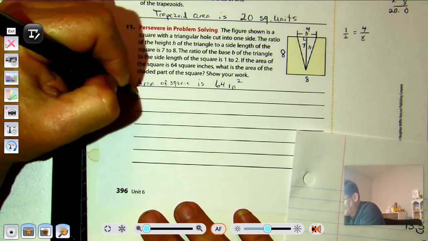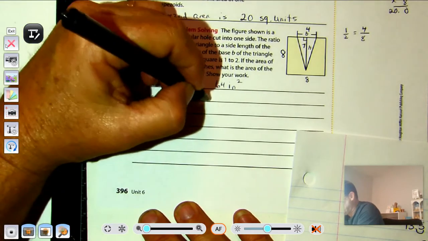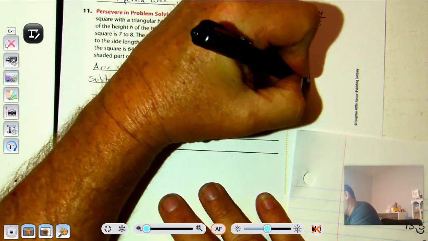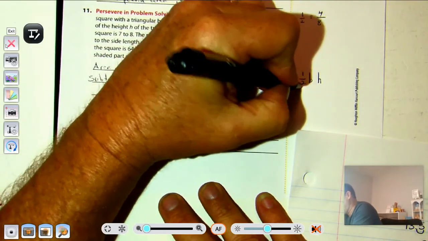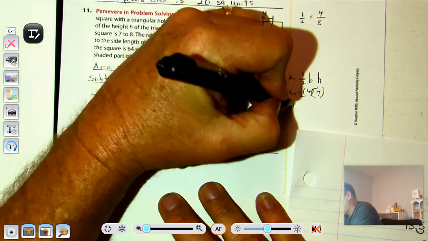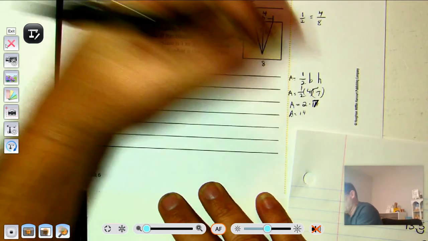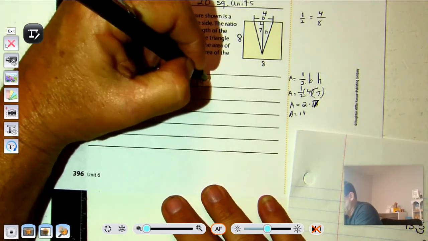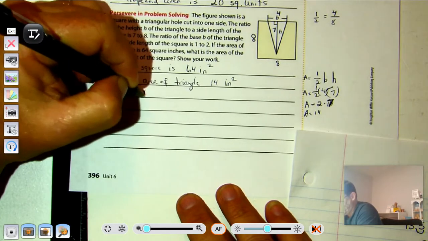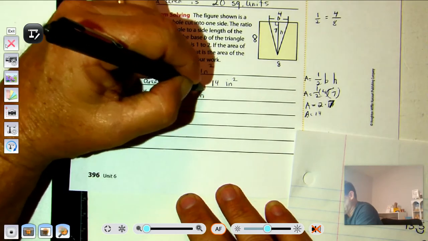And we have to subtract the area of this triangle. Triangle is 1/2 the base times the height. The base is 4 and the height is 7. So the area of the triangle is 14 inches squared. 64 minus 14 equals 50 inches squared.